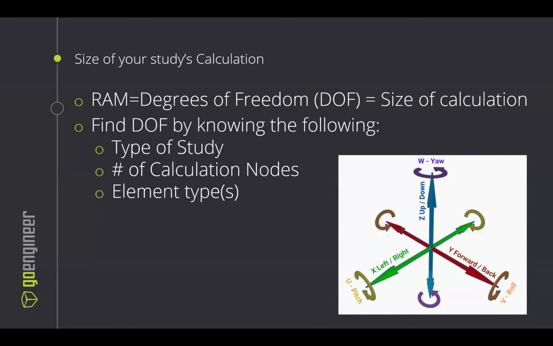So the amount of RAM, this is the key here, is equal to how many degrees of freedom. Those things are all equally related, and that's going to tell you the size of your calculation. So to find out ultimately how much RAM we need for my machine, we need to figure out how many degrees of freedom I'm going to be using on a very characteristic model that I'll be running, so I can know the size. And then at that point, I need to figure out what kind of study I'm running and how many calculation nodes. I'll be showing you how you can look that up here in a moment. And what is the predominant amount of element types that we're running.